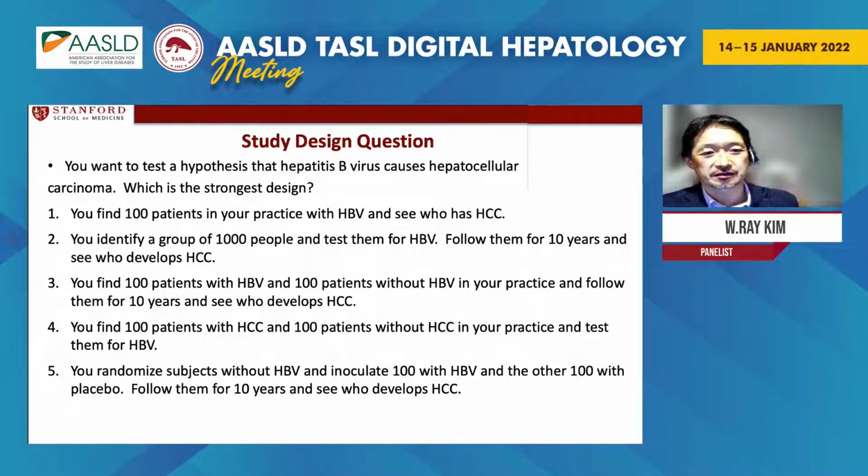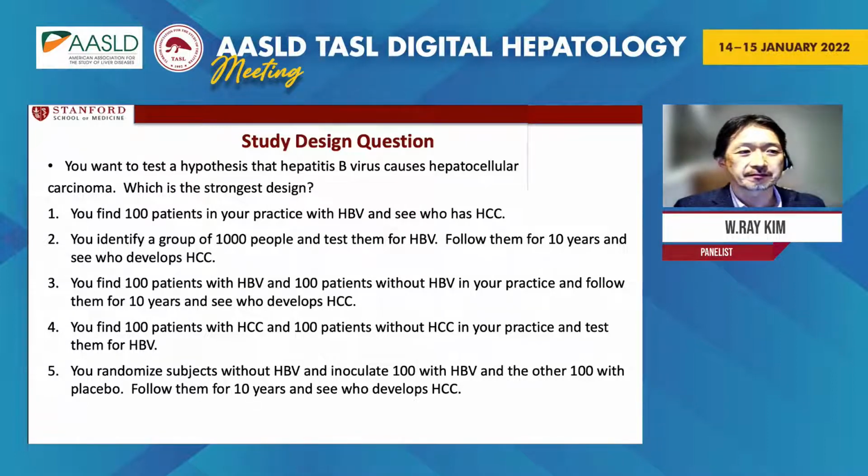So I'm going to start with a study design question here. If you want to test the hypothesis that hepatitis B virus causes hepatocellular carcinoma, which of the following may be the strongest study design method? Number one, you find 100 patients in your practice with hepatitis B virus and see who has HCC. Number two, you identify a group of 1,000 people and test them for hepatitis B. You follow them for 10 years and see who develops HCC.